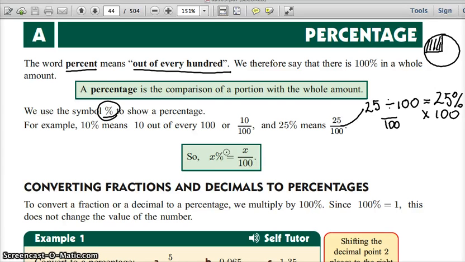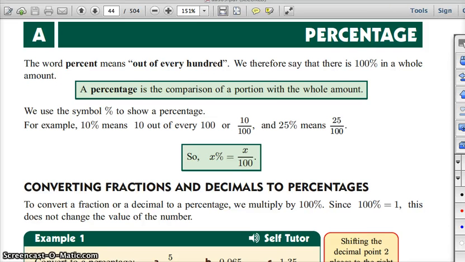So whenever we're given something that looks like this, something percent, it's over 100, or divide by 100. So this is very critical, this point here. As is this, a percentage is the comparison of a proportion with the whole amount. So whenever you're stumped in the initial stages of this learning, go back to this page 43 and go back to that. Two very important things.